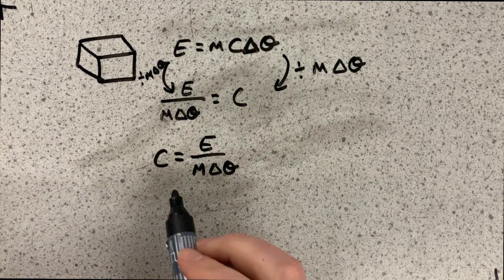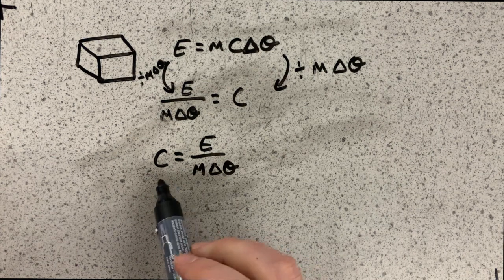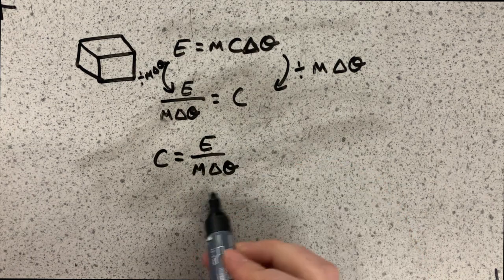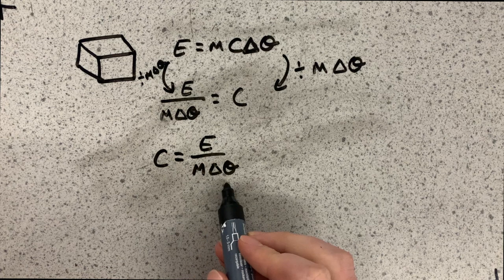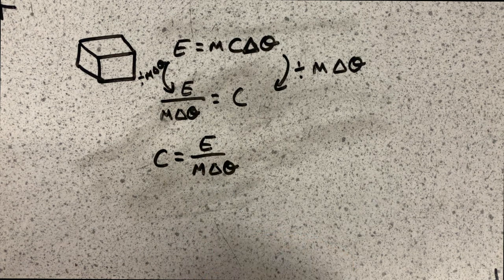So if I want to measure the specific heat capacity of an object, which is a practical that you might be asked about, so required practical, then you need to be able to measure the energy that you're putting into it. You need to be able to measure its mass, and you need to be able to measure the change in temperature. So I'm just going to show you the kind of setup that you might use.